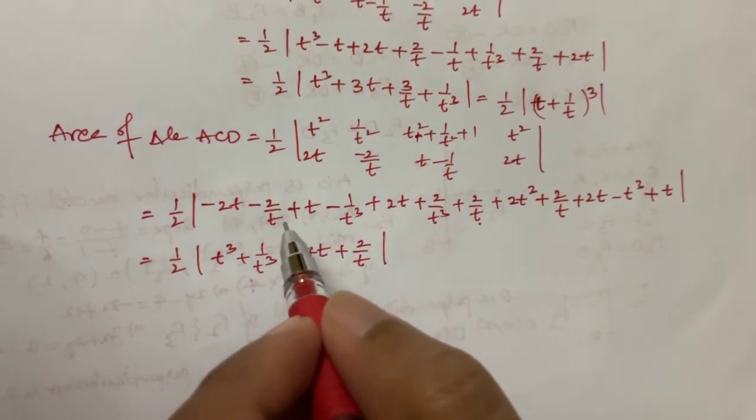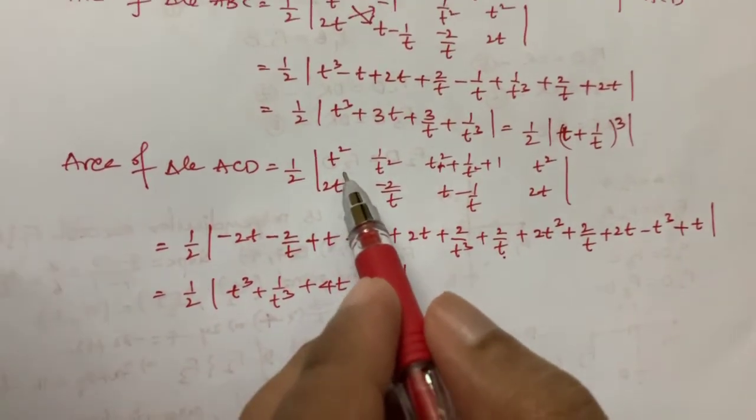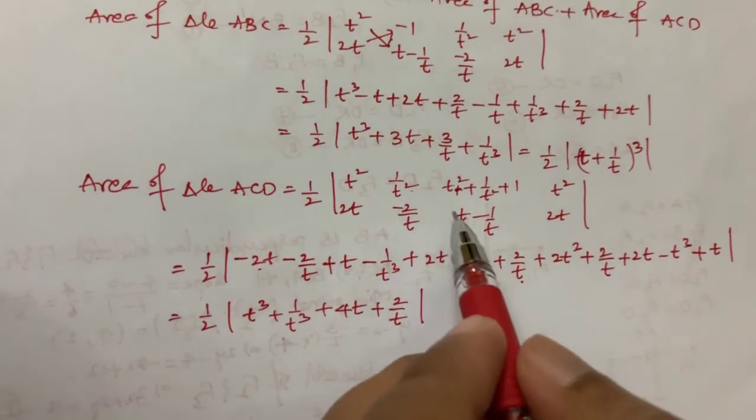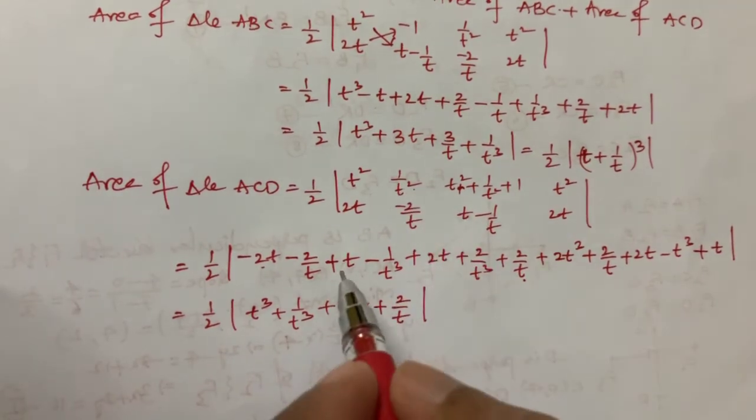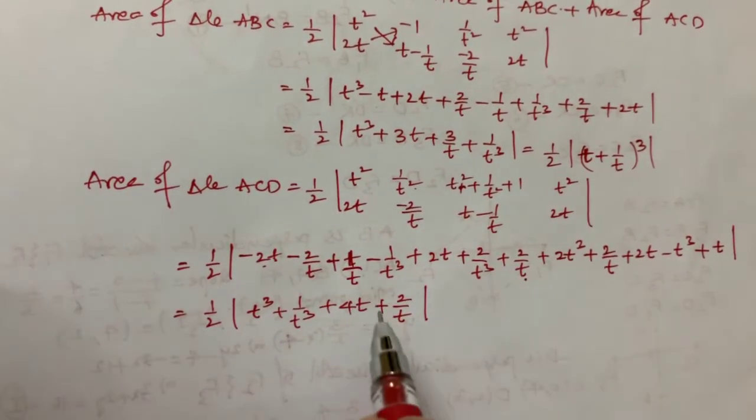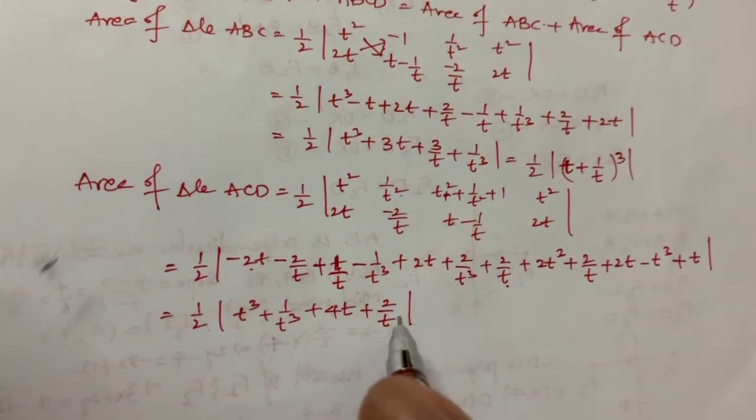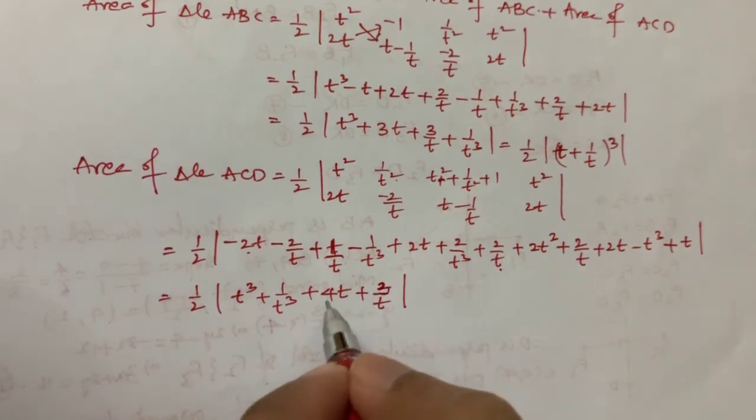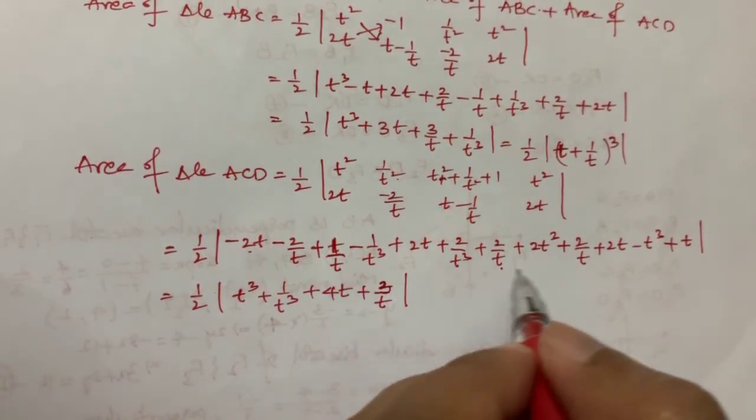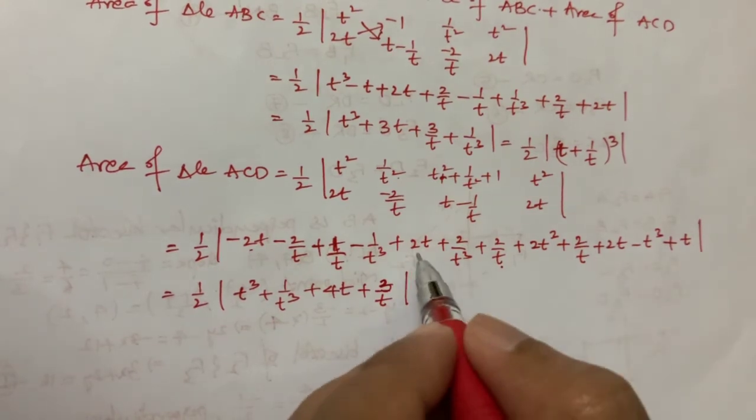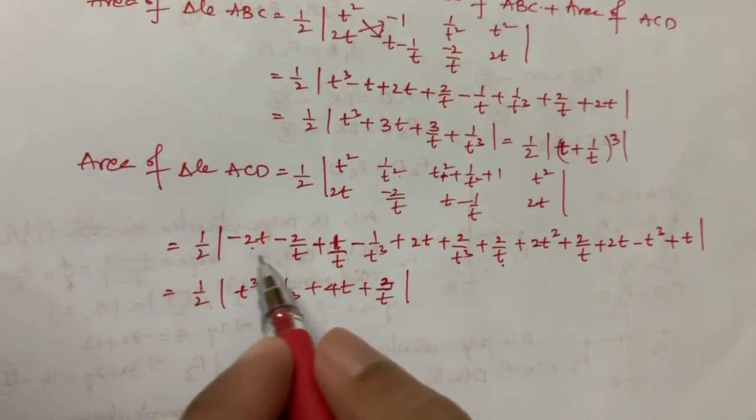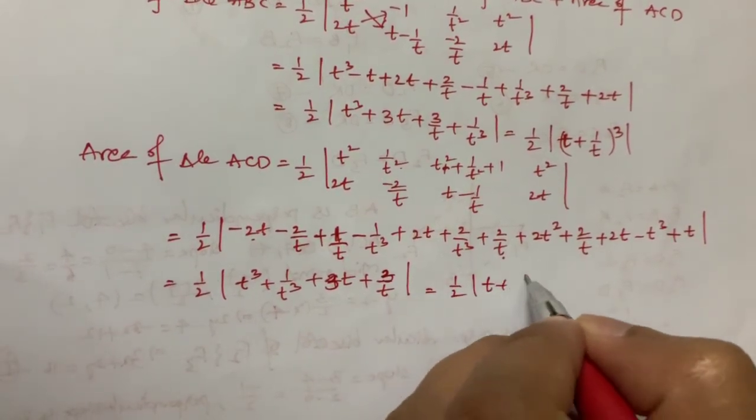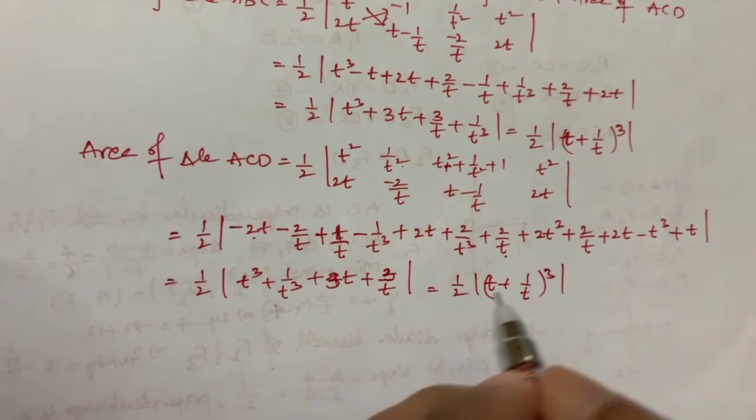Here there is a mistake, I guess. If you see this, minus 2t minus 2 by t plus 1 by t, sorry, this is plus 1 by t. So if you see that, it will be 3 by t here. This is 3t, 5t minus 3t. So this is also the same, 1 by 2 into t plus 1 by t whole cube.